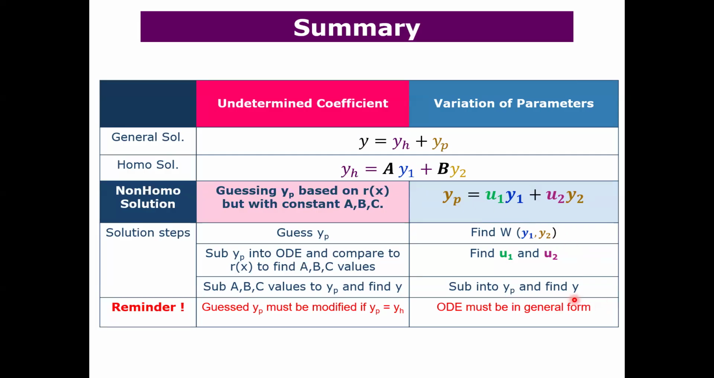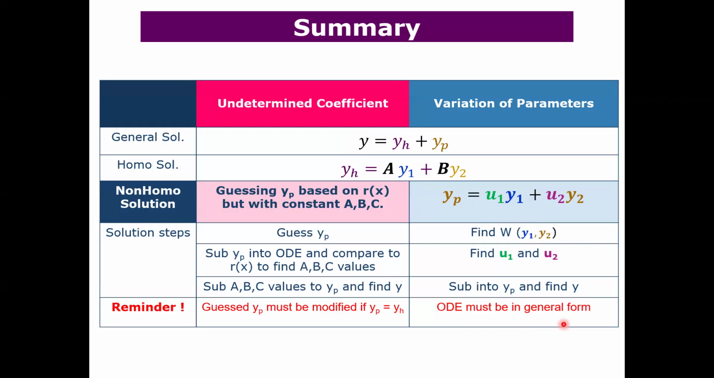Another reminder for the undetermined coefficient method: the guessed yp must be modified if the terms in yp are equal to any of the terms in yh. Modified means multiplying by x or x squared or x cubed. And then for variation of parameters, you have to check the ODE. The ODE must be in general form. If you forget to transform it to general form, then your answer will be incorrect.